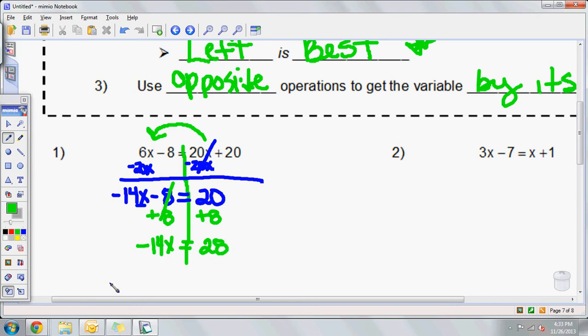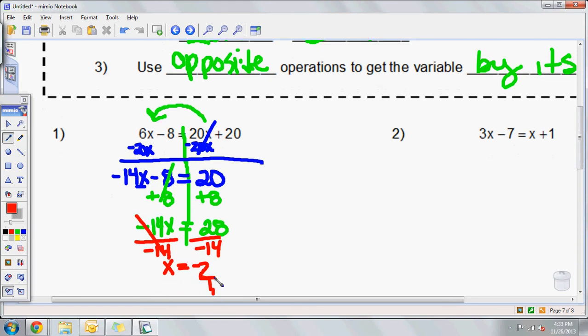Now it's only a 1-step equation. To get the x by itself, it's being multiplied here. So I'm going to divide by negative 14 on both sides. Negative 14 divided by negative 14 is 1. So x is equal to negative 2. Ooh, crazy. So x is equal to negative 2.